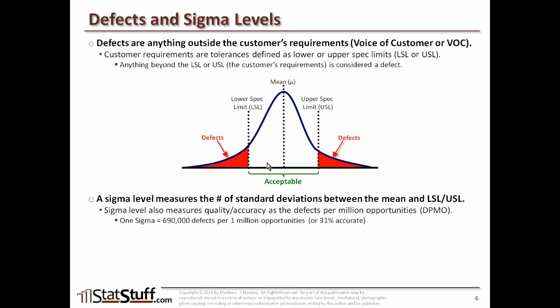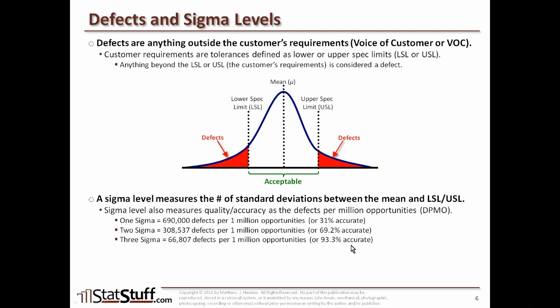When we say that something is 1 sigma, we're basically saying there are 690,000 defects for every 1 million opportunities. Theoretically that just means there's a 69% defect rate, or the inverse of that, the ones that are successful, means we're 31% accurate. At a 2 sigma level, there are about 308,000 defects per million opportunities, or about a 69.2% accuracy rate. For a 3 sigma level, we have about 66,000, almost 67,000 defects per million opportunities, or about a 93.3% accuracy rate. And for a 4 sigma level, we have about 6,000 defects per million opportunities, around a 99.38% accuracy rate.